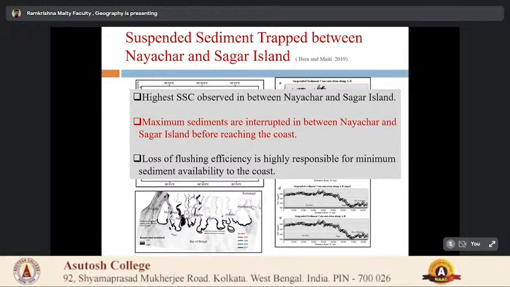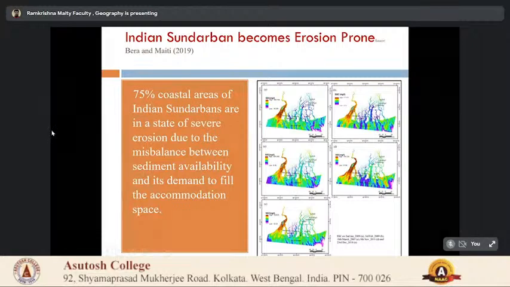So to have this understanding, we had to wait for at least 5 decades. The impacts were not so prominent previously, but now that impact is becoming prominent. Okay? Yes, 75% of coastal areas of Indian Sundarbans are in a state of severe erosion due to misbalance between sediment availability and its demand to fill the accommodation space. There is huge accommodation space because of sinking of delta and sea level rise. So to compensate these two processes, a huge amount of sediment is required, but there is very limited availability of sediment as most of the sediments are being trapped inside. Okay, that's why Sundarban has turned into an erosion prone delta.